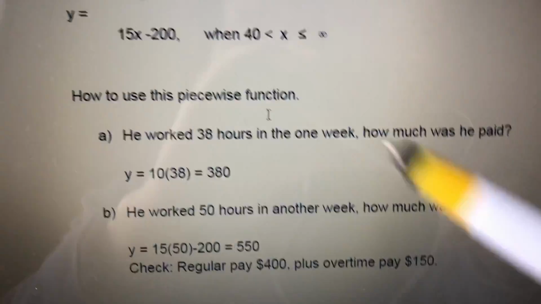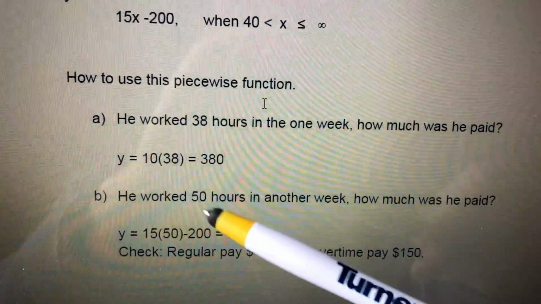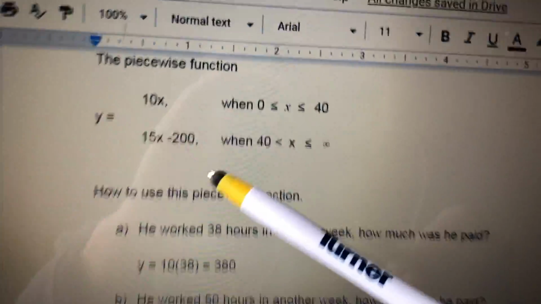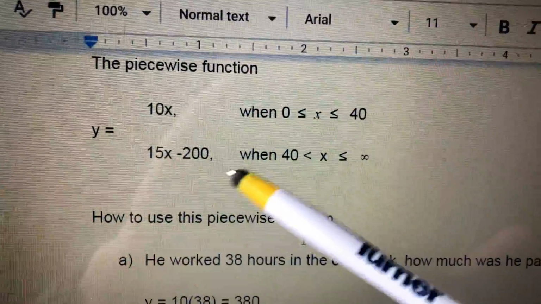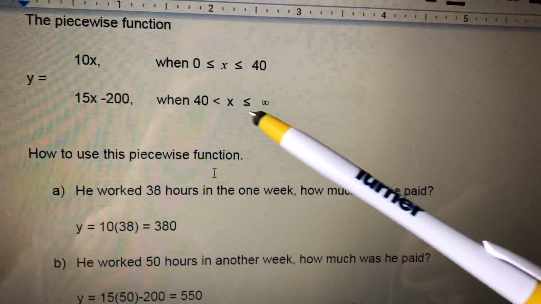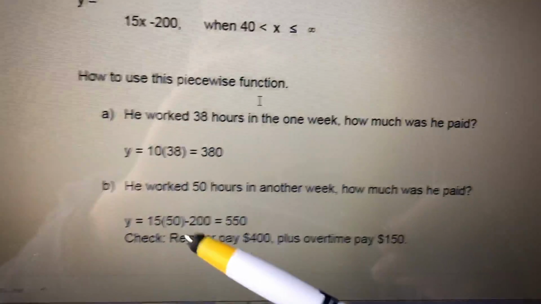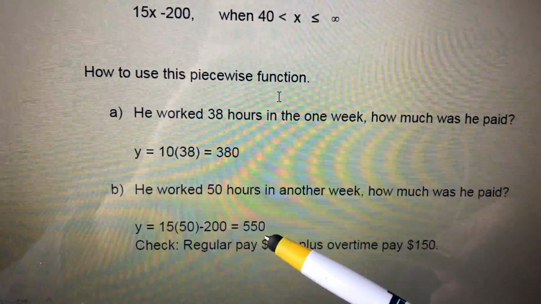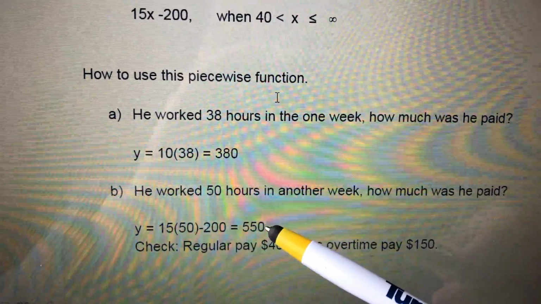Second one, he works 50 hours in another week. So you should use this function here, 15x minus 200, because 50 is in between 40 and infinity. Plug that in, 50, and you will get 550.